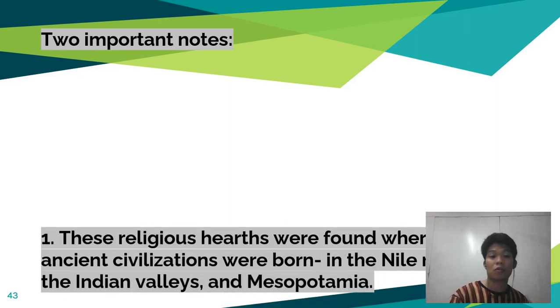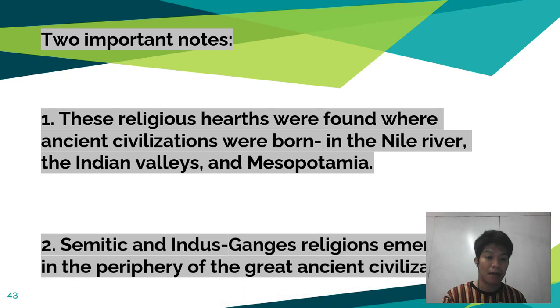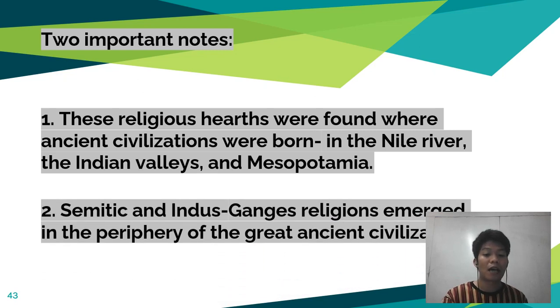So important notes. These religious hearths were found where ancient civilizations were born, in the Nile River, the Indian valleys, and Mesopotamia. Semitic and Indus-Ganges religions emerged in the periphery of the great ancient civilizations. So the birth of these religions also birthed some of the ancient civilizations in the world.